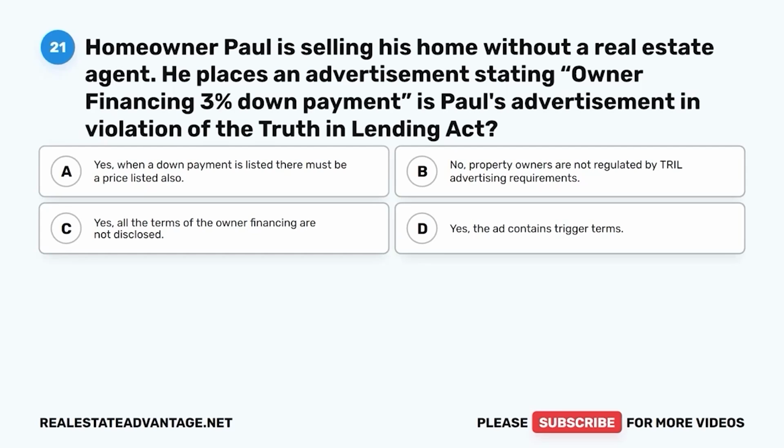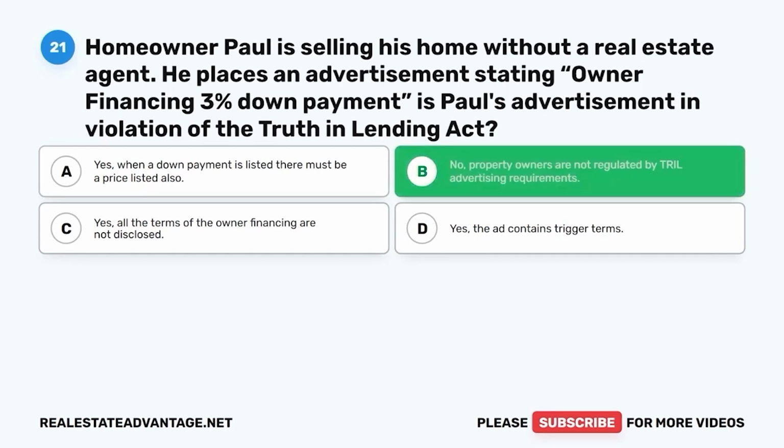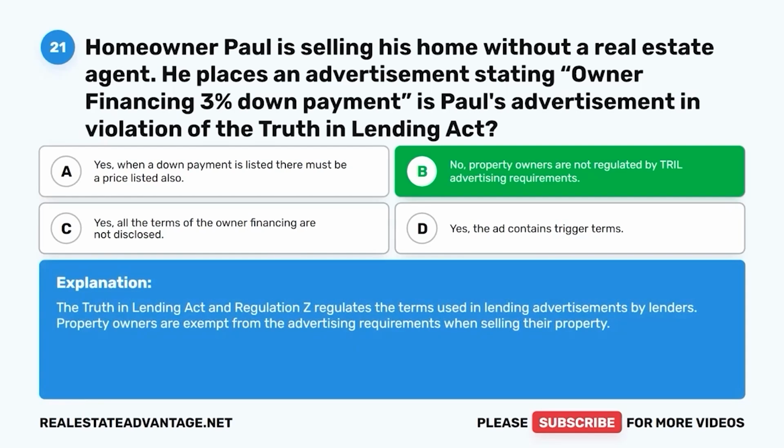A. Yes. When a down payment is listed, there must be a price listed also. B. No. Property owners are not regulated by TILA advertising requirements. C. Yes. All the terms of the owner financing are not disclosed. D. Yes. The ad contains trigger terms. The correct answer is B. No. Property owners are not regulated by TILA advertising requirements. The Truth in Lending Act and Regulation Z regulate the terms used in lending advertisements by lenders. Property owners are exempt from the advertising requirements when selling their property.